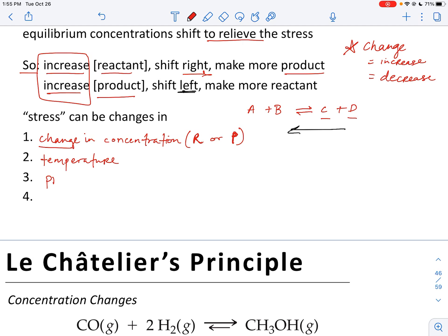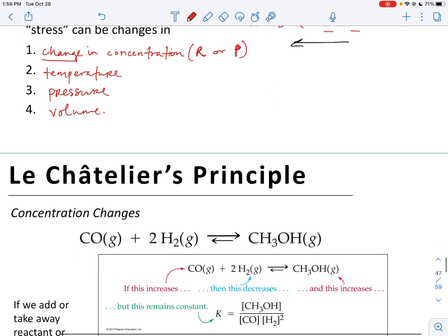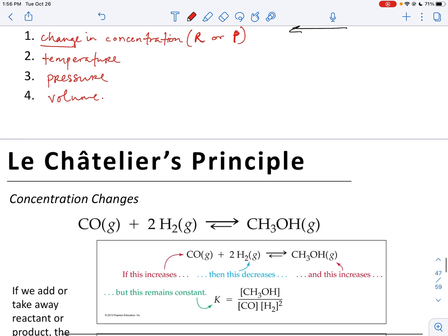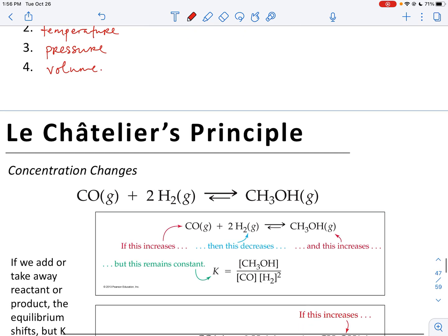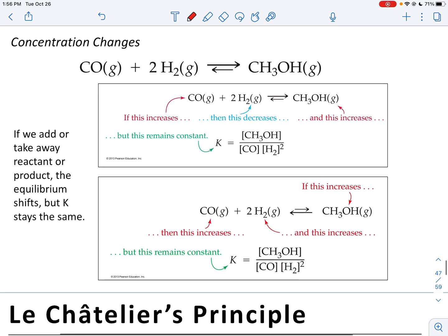Changes in pressure. So again, you can increase or decrease pressure, and then changes in volume as well. Increase or decrease volume of your system for your chemical reaction. So I want to talk about the first one. Let's dive a little more deeply into how equilibrium shifts if we increase or decrease the concentration of reactants or products.